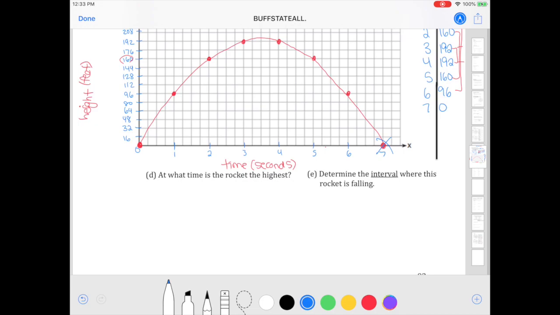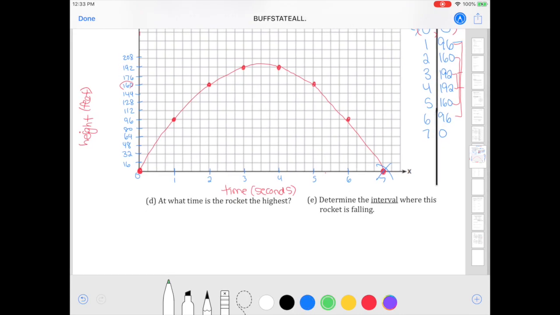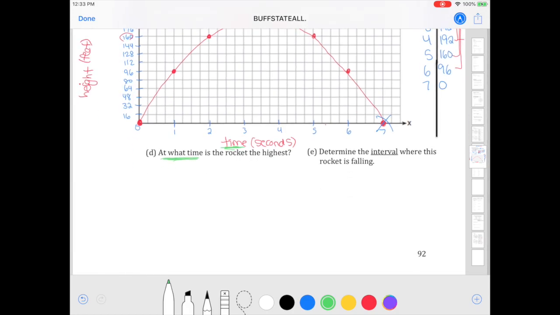Okay, so part D says, at what time is the rocket the highest? So think about where it's the highest. It's going to be at that very tippy top point on the parabola right here. But it's not asking you the height. It's asking at what time. Remember, time is your x-axis. It's asking for an x value.